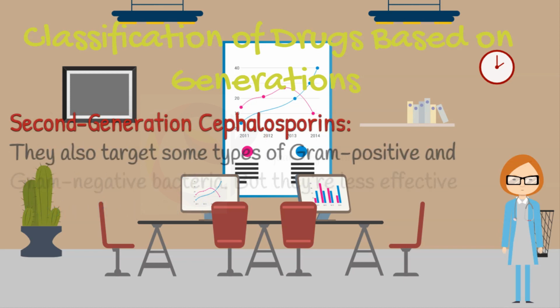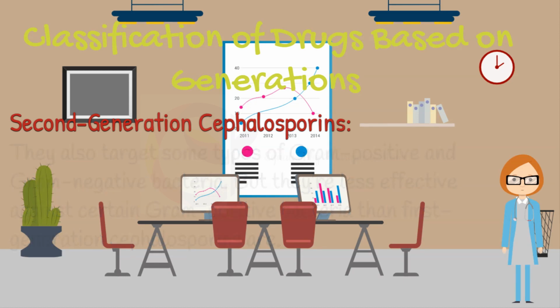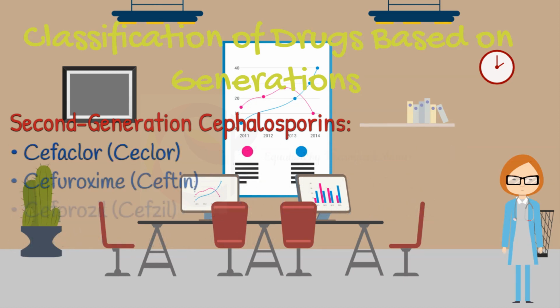Second-generation cephalosporins. They also target some types of gram-positive and gram-negative bacteria, but they're less effective against certain gram-positive bacteria than first-generation cephalosporins are. Examples of second-generation cephalosporins include cefaclor, having brand name Ceclor; cefuroxime, having brand name Ceftin; cefprozil, having brand name Cefzil.